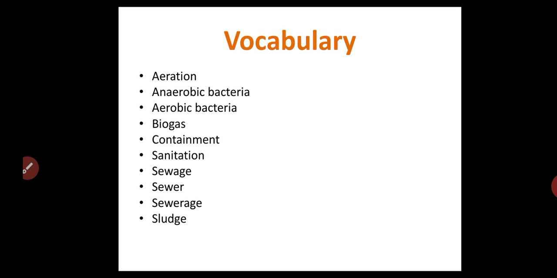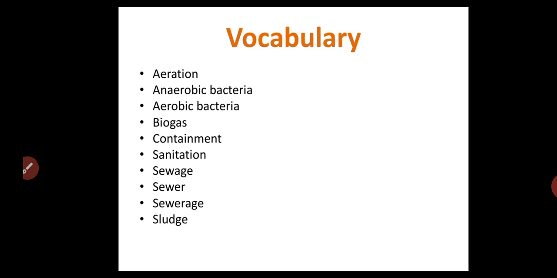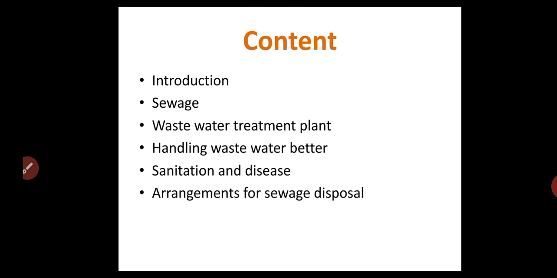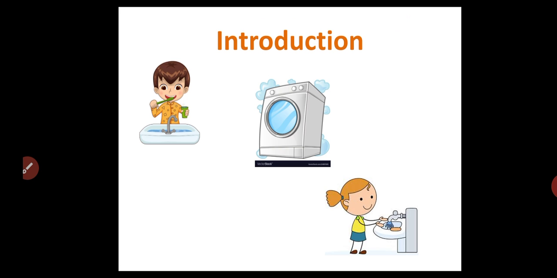Vocabulary: aeration, aerobic bacteria, biogas, contaminated, sanitation, sewage, sewerage, and sludge. The content that we are going to discuss in this chapter is: introduction, sewage, wastewater treatment plant, handling wastewater better, sanitation and disease, and arrangements for sewage disposal.